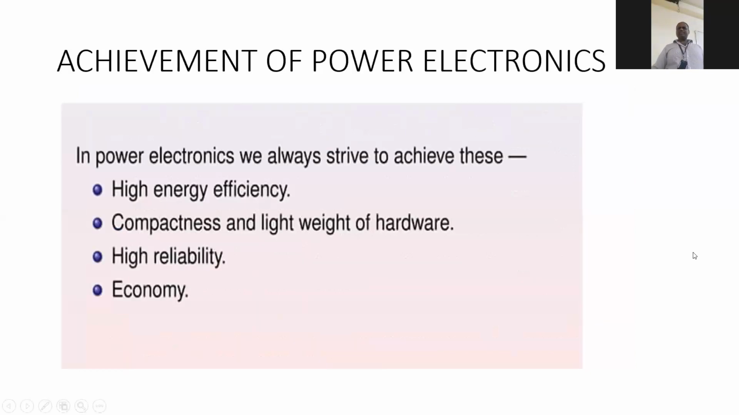What are the achievements of power electronics based on these previous responses? In power electronics, we always try to achieve high energy efficiency, compactness and lightweight hardware, high reliability, and mainly the economy of the system, which is reliable in renewable energy systems. We can take care of these things by using power electronics.